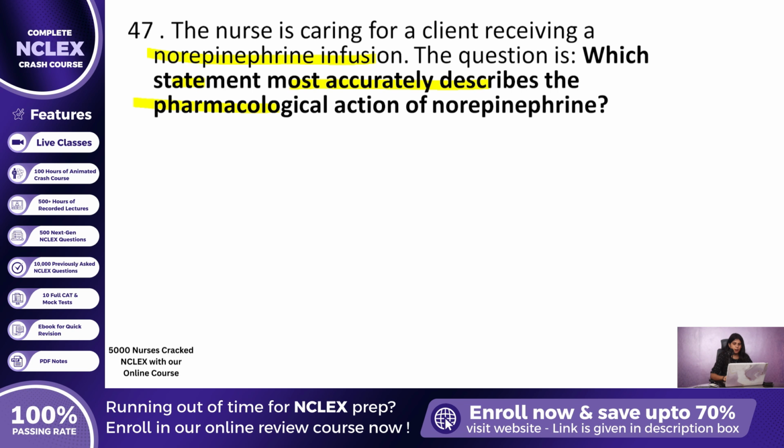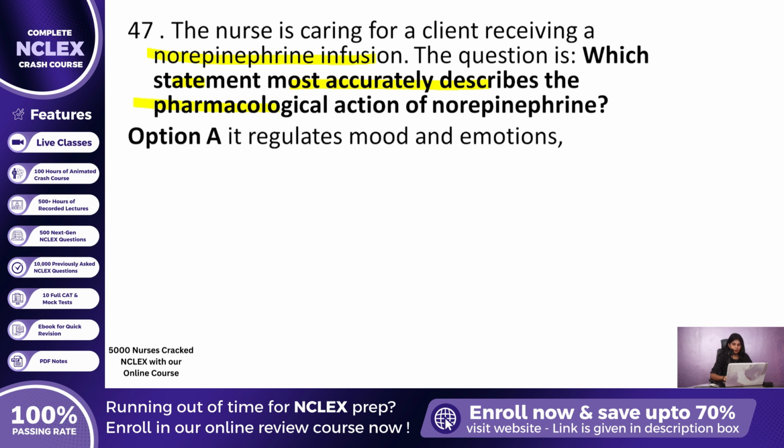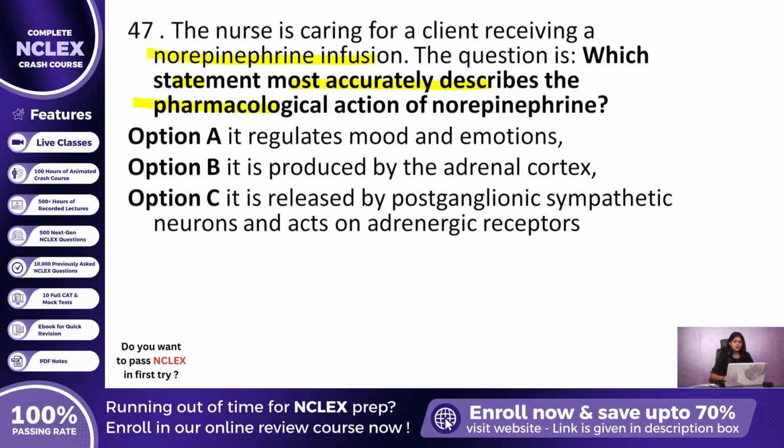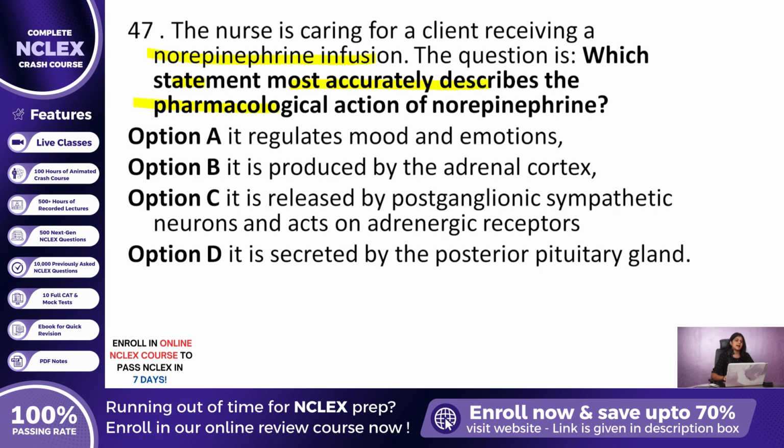The options are: Option A, it regulates mood and emotions. Option B, it is produced by the adrenal cortex. Option C, it is released by postganglionic sympathetic neurons and acts on adrenergic receptors. And Option D, it is secreted by the posterior pituitary gland. The correct answer is Option C, norepinephrine is released by postganglionic sympathetic neurons and acts on adrenergic receptors.